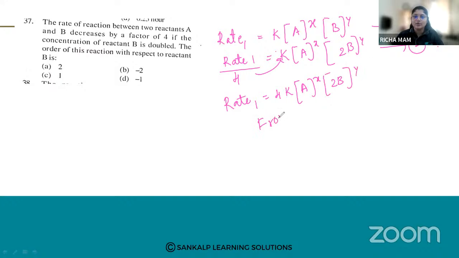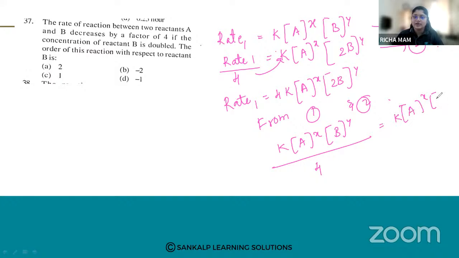Now from equations 1 and 2, what do we get? So this is the first equation, and we write it first: k [A]^x [B]^y divided by 4 is equal to k [A]^x (2B)^y.